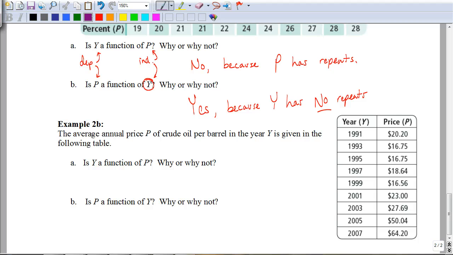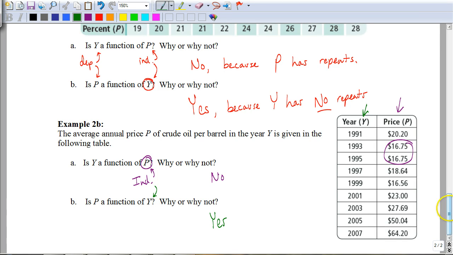Okay, in this example you should have seen that is y a function of p. So again, this is my independent variable. So I'd look at p in this case, and when I look at p, sure enough, there's repeats. So for this part, I would say no, because p has repeats. For the second part, for part B, now y is my independent variable. So now I'm going to be looking at this column. And when you look at that first column, there are no repeats. So my answer is yes, it is a function because y does not have any repeats.